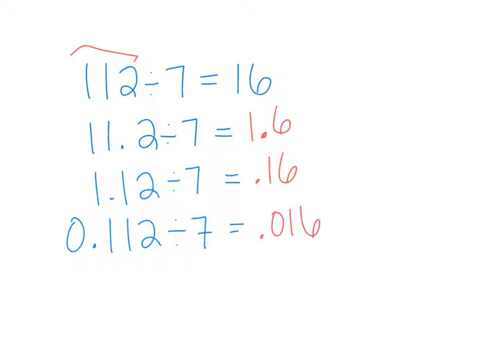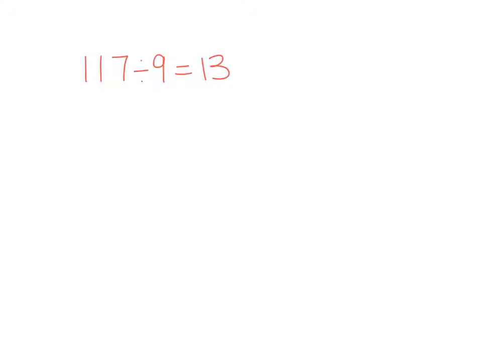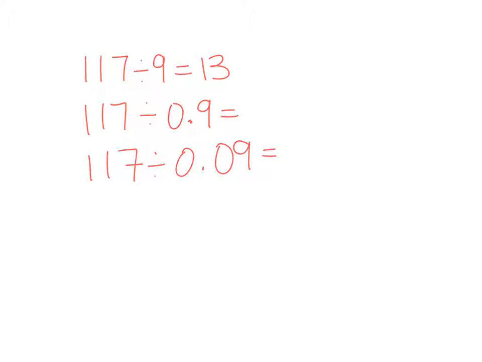What about when we have a power of 10 change in our divisor? So for example, if I had something like 117 divided by 9, the answer to that division problem is 13. But what is 117 divided by 0.9? What is 117 divided by 0.09? Go ahead and think through this and see what the effect is of decreasing the divisor by a factor of 10.